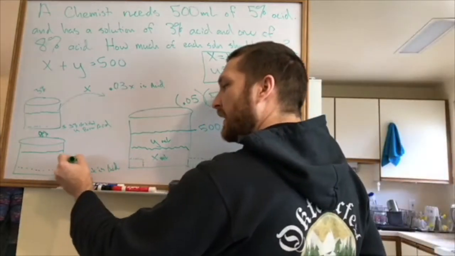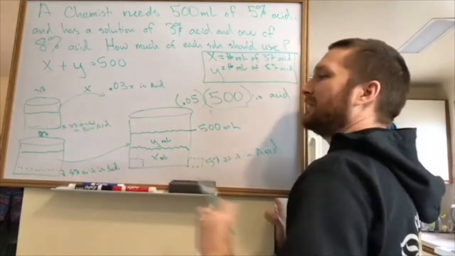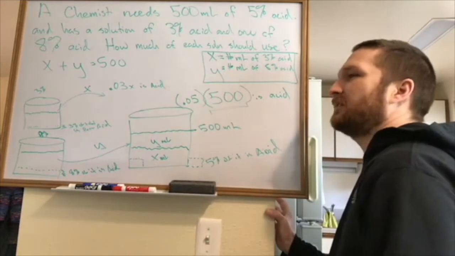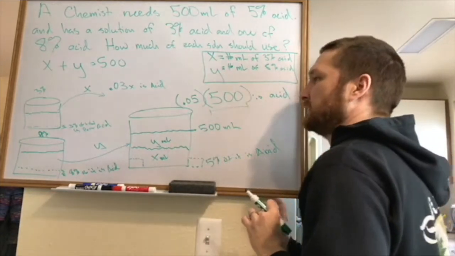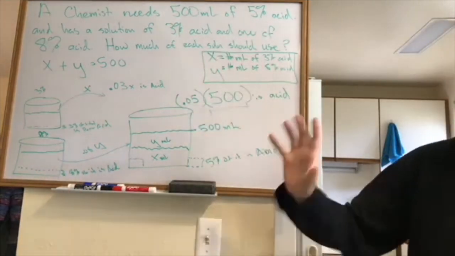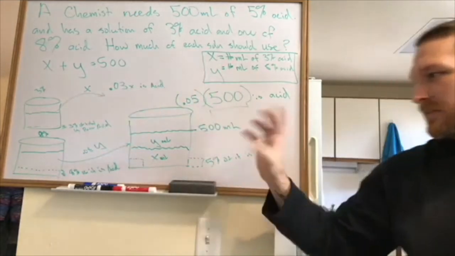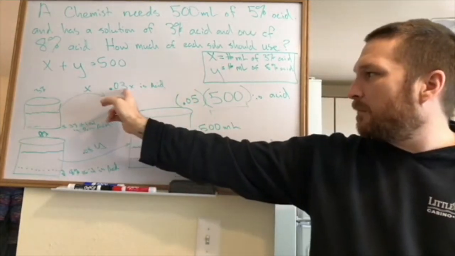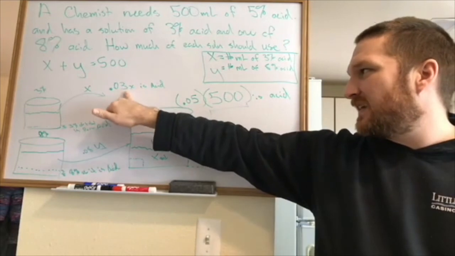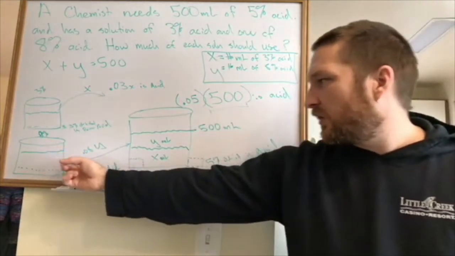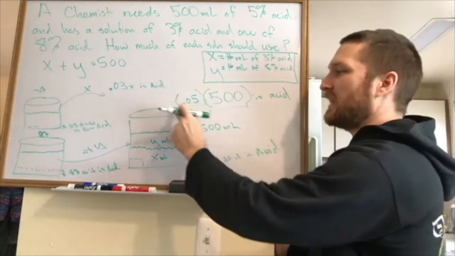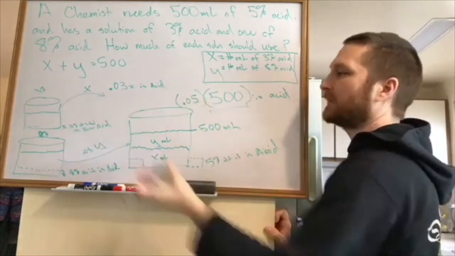Ditto right here. How much of what I've taken out is acid? I took out a total of Y milliliters, and so 8% of that can be written as 0.08 times Y. And so now all this has to add up. This is why I like drawing pictures too, because if what I took from that much of it is acid, and of that Y amount, that much of it is acid, then it has to add up to that total amount of acid. That's where this is coming from, right?